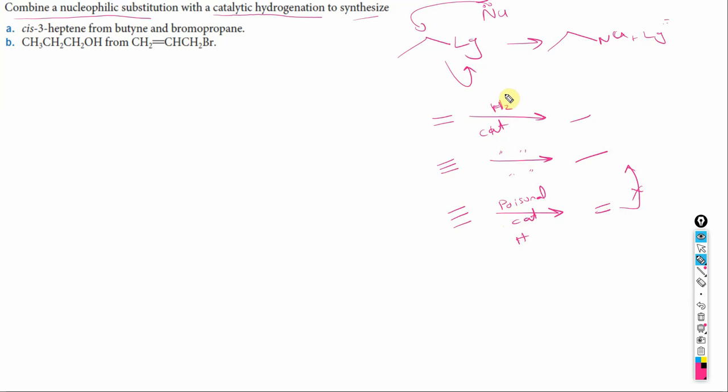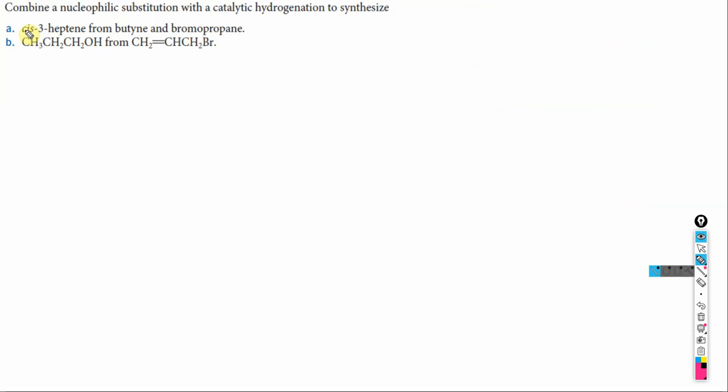So essentially you're adding a hydrogen molecule or two to an alkene or an alkyne, and depending on whether it's a poisoned catalyst or an unpoisoned catalyst, you'll be able to get an alkene or an alkane. So these are all hydrogenation reactions. So we are going to use a combination of these reactions to get the product we are asked to make here. So in the first case, we are supposed to make cis-3-heptene.